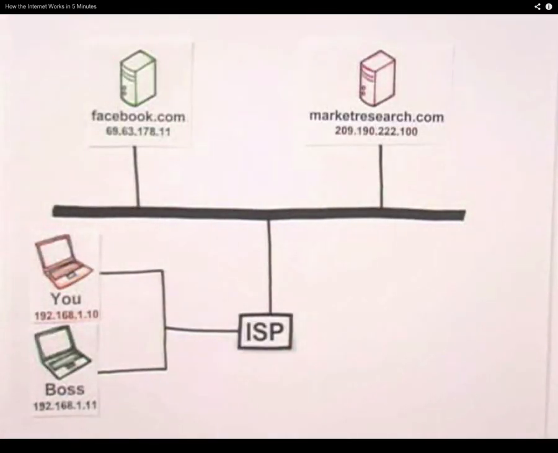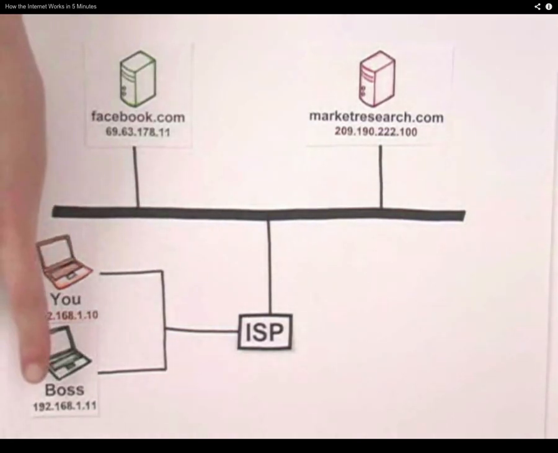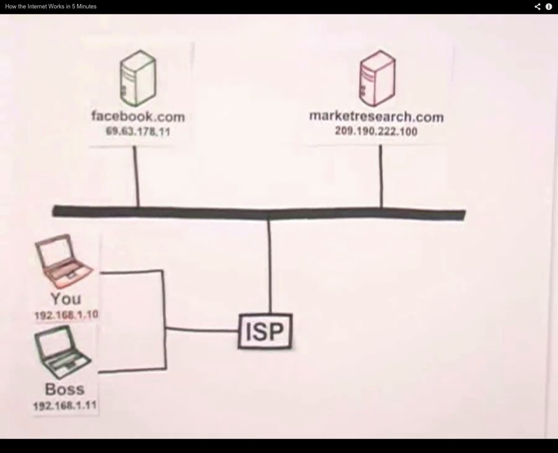Okay, so imagine you're at work sitting next to your boss, and you're both surfing online. Your boss is doing market research, and you're updating your Facebook profile. You're both sending packets back and forth over the internet. But what's to keep your packets from accidentally ending up on your boss's screen? That could be embarrassing. The solution to that problem is IP addresses and routers. Everything connected directly or indirectly to the internet has an IP address. Everything. That includes your computer, servers, cell phones, and all of the equipment in between.